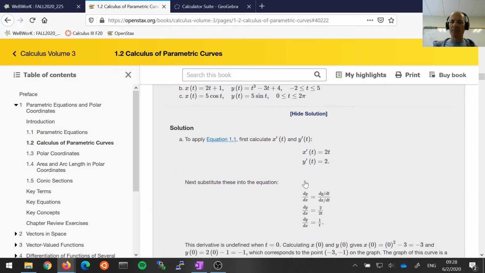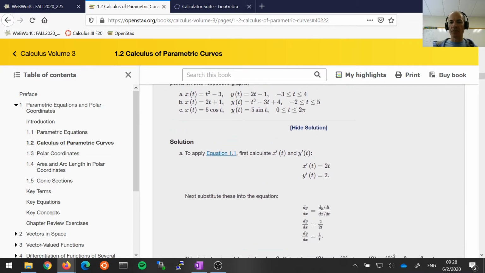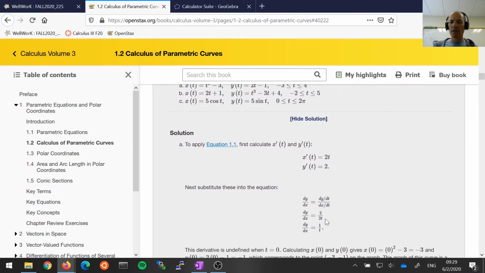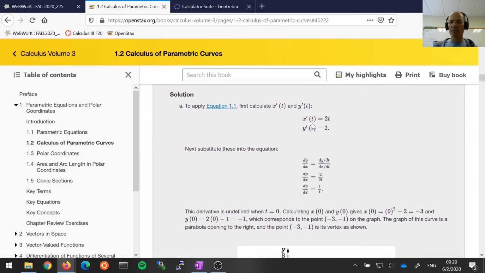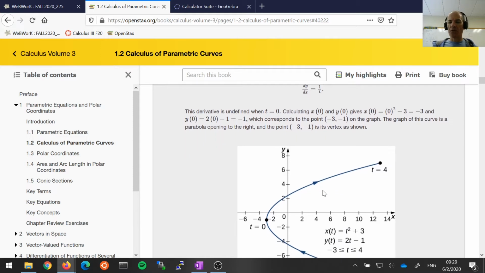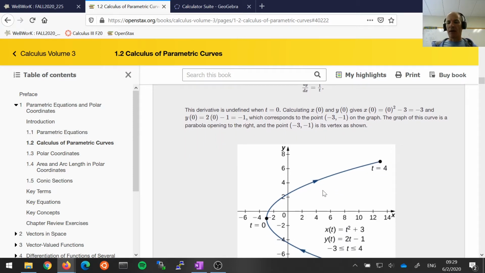We can do that. The derivative of x with respect to t is 2t. We see that here, 2t. And the derivative of y with respect to t is 2. If we take y prime divided by x prime, we get 2 over 2t, which simplifies to 1 over t. And if we look at the curve, we see how this corresponds to the slope on the curve.